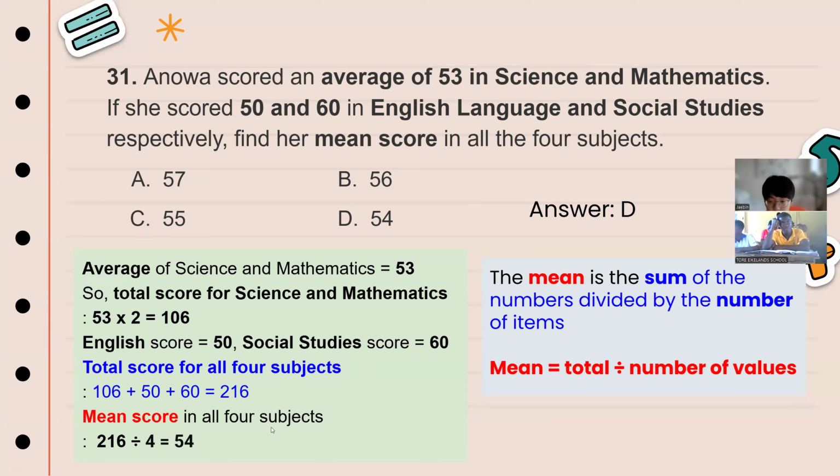So for the mean score, you have to divide by the total number of values, which is 4. There are 4 subjects. So you divide by 4 and you get 54. The mean score is 54.